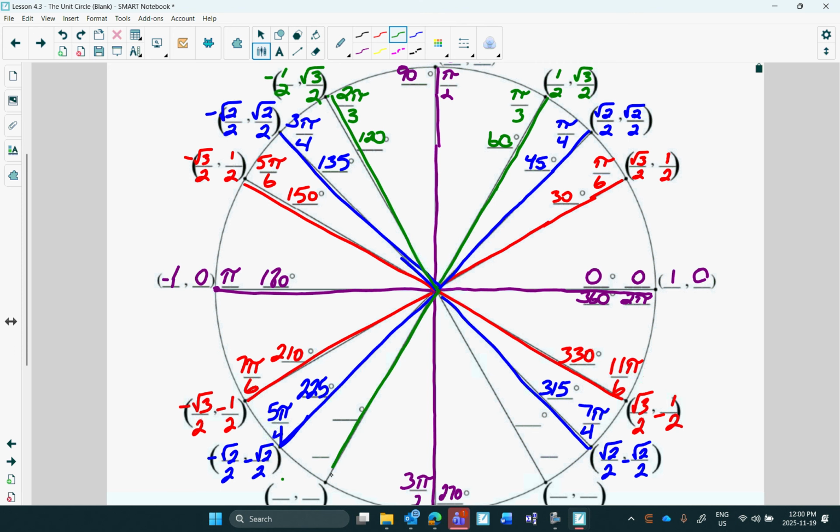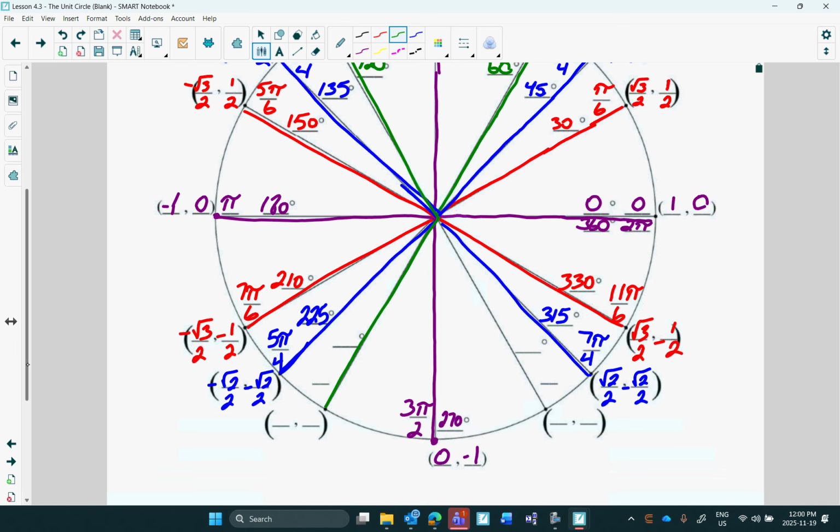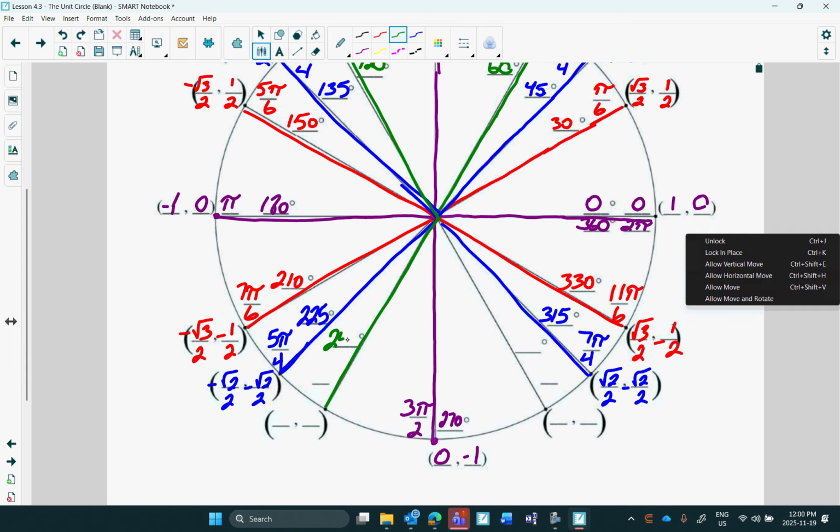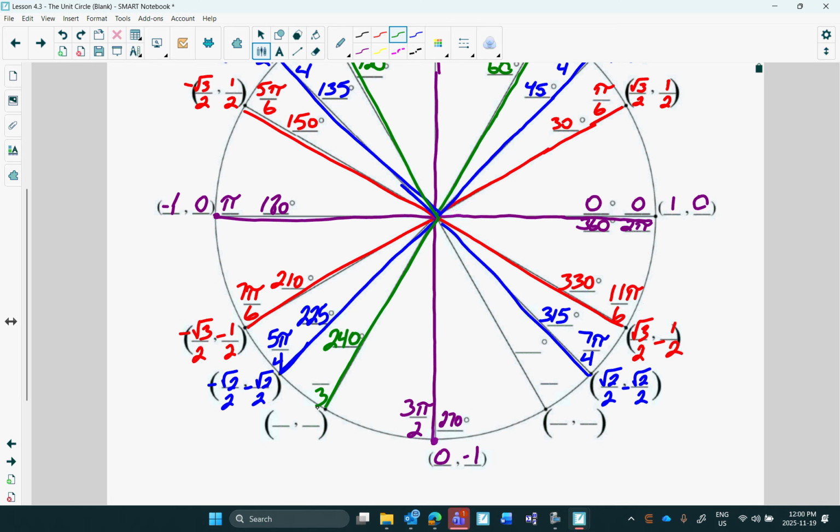Go down to the third quadrant, 240 degrees. How many pi's over 3? 4 pi over 3. And then the numbers are both negative, the 1/2 and root 3 over 2. And finally, this one, 300 degrees. How many pi over 3s? 5 pi over 3, because 6 pi over 3 is 2 pi, which is a complete circle. First one's positive, second one's negative.